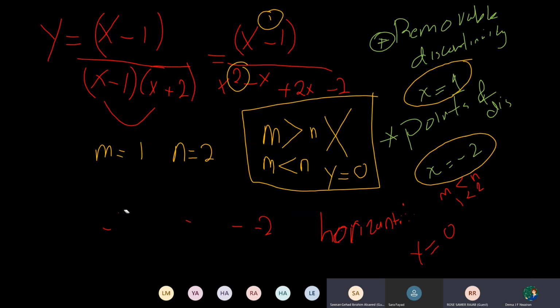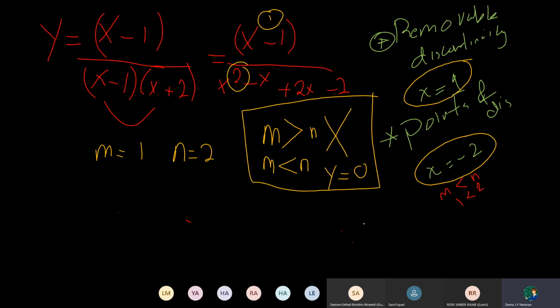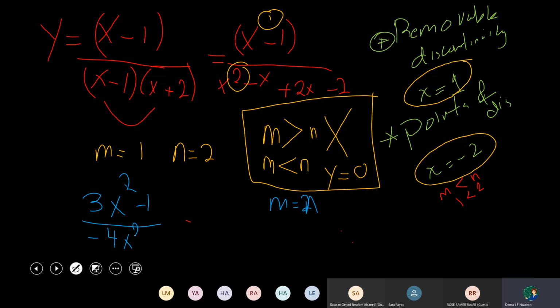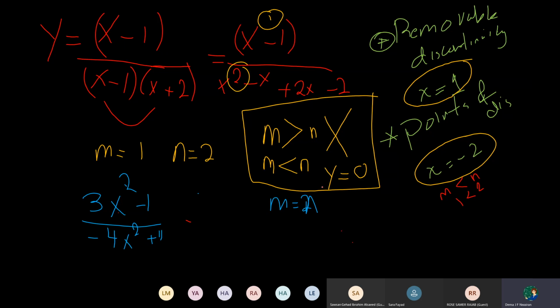And if m equals n, what do I have to do? Like another example, if you have 3x squared minus 1 over negative 4x squared plus 1. Look at the power of the numerator. What is the exponent, or the power, of the numerator? Can you tell me, Rose? Sorry, Sarah. What is the power of the numerator?